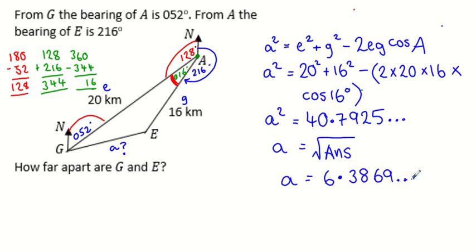6.3869, and then let's round this. So the other lengths are rounded to 0 dp. I'm going to just round this to 1 decimal place. Okay, so the 8 rounds the 3 up to a 4, and this was a length. The lengths were in kilometres, so that's your final answer.